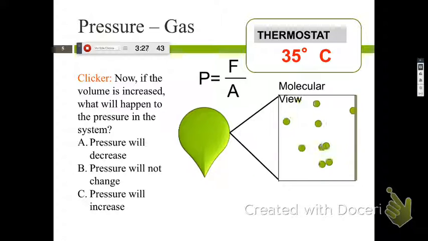Kyle? It decreases. The pressure will decrease. Why? Because they're inverses. So whenever the area is bigger for the gas to move around in, you divide force divided by area. The denominator got bigger, so you get a smaller number.